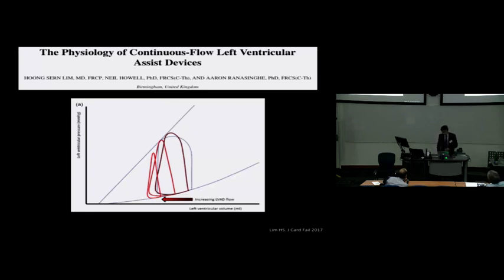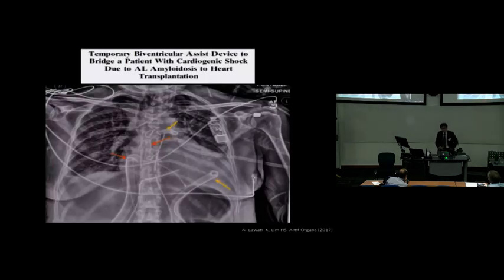In terms of temporary surgical support, we can support the heart biventricularly using surgical cannulation of the heart. So usually in the right atrium to the pulmonary artery, and left ventricle or left atrium, or even left pulmonary vein to the aorta, for example. Here, this is a case report that one of my fellows wrote up with successful bridging to transplant in a patient with AL amyloid. She's now 2 years out from a transplant.